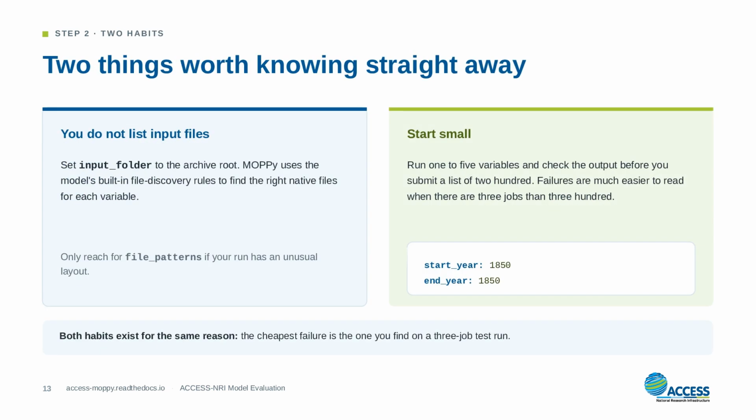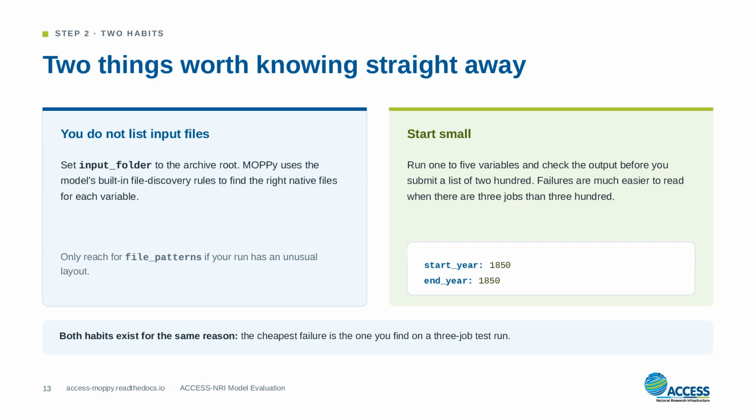2 things worth knowing straight away. First, you do not list input files. Set input folder to the archive route, and Moppy uses the model's built-in file discovery rules to find the right native files for each variable. Only reach for file patterns if your run has an unusual layout.